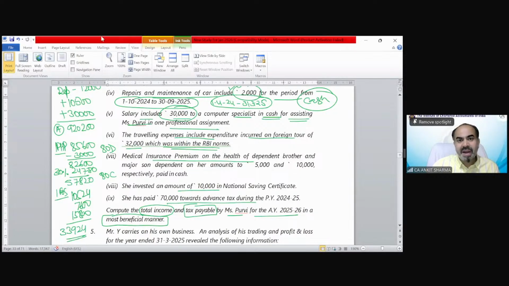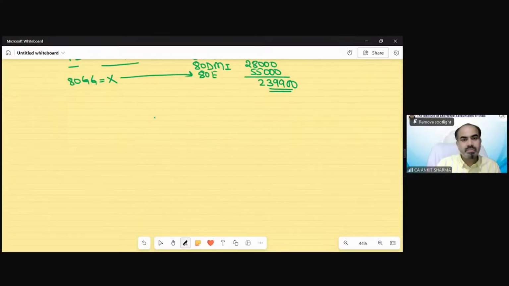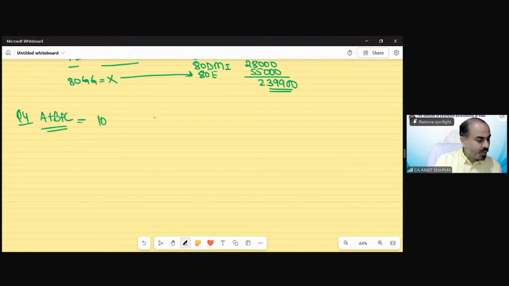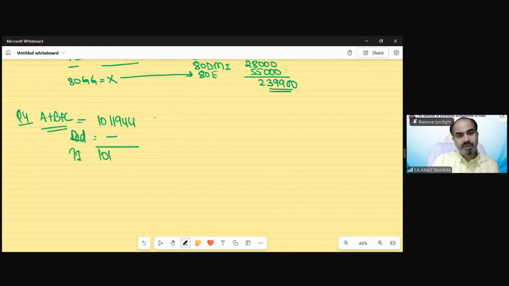So if I combine all these incomes together, A, B, and C, that would be 10,11,944. No deductions are there, which is allowed under default tax regime. So that would be my total income, 10,11,944. Now we will take this income to calculate under optional tax regime.